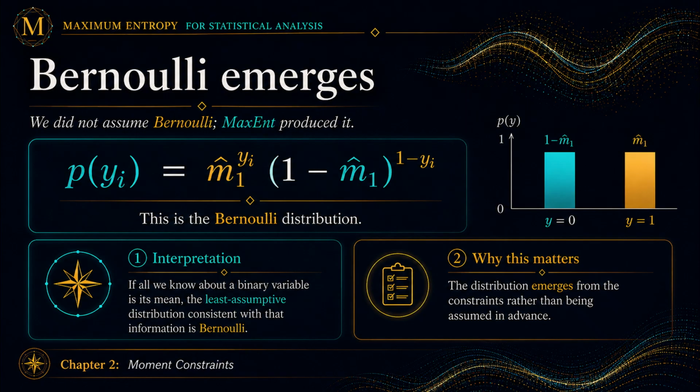Okay, so what does this tell us? So if we have binary data and we just assume that it has a mean, and it's normalized, of course, then the highest entropy distribution, the one that allows us the most uncertainty, is the Bernoulli distribution. Okay, it just emerges out of that single assumption, and like I said, it's lovely.